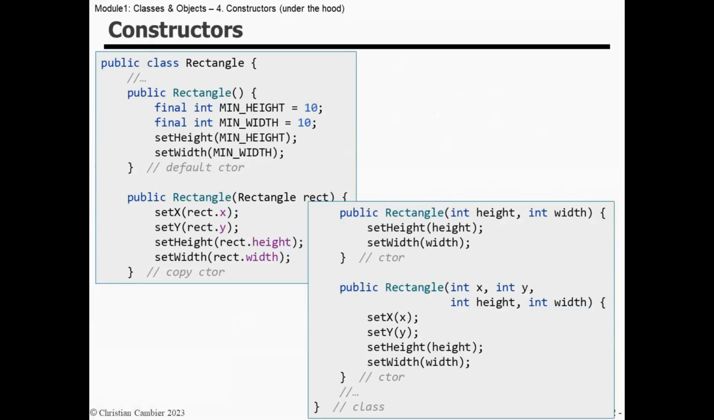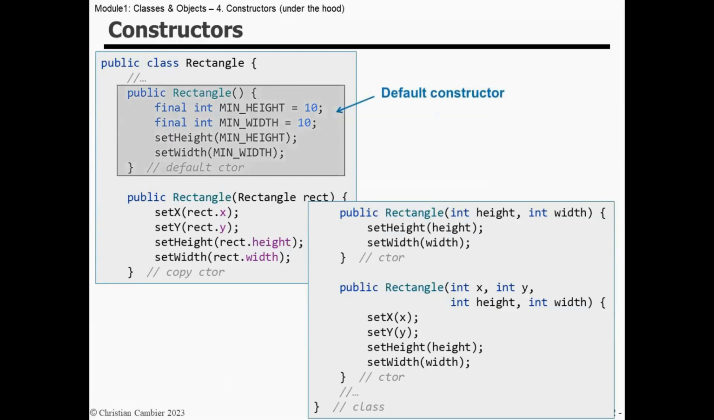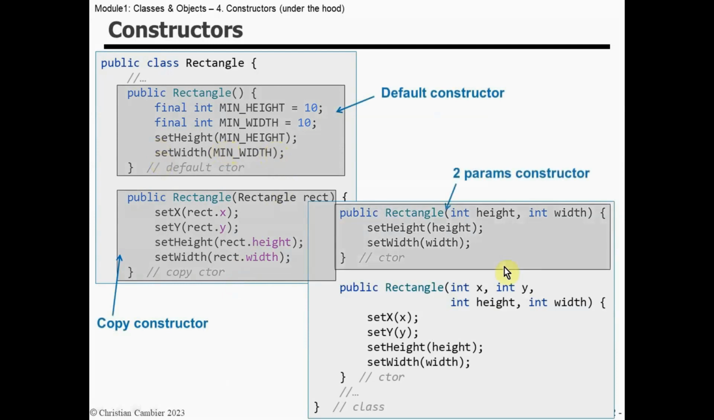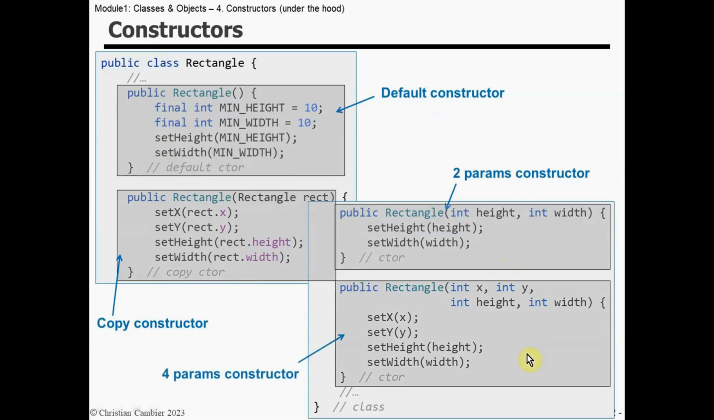So this is the rectangle class displaying the constructors as implemented in the hands-on video. We implemented the default constructor, setting the height and width to some initial valid values according to the specifications. We implemented the copy constructor, the 2 parameters constructor, and a 4 parameters constructor.